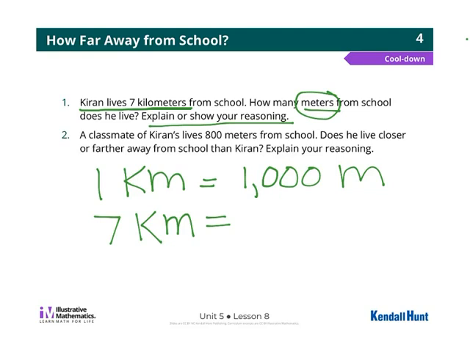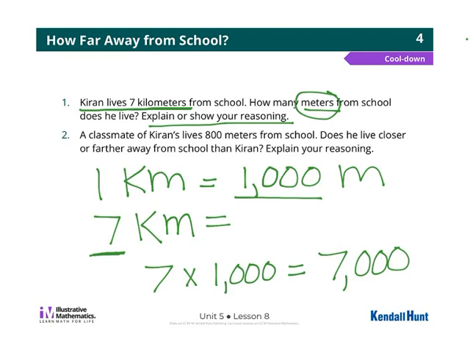So, each of these 7 kilometers is going to be worth 1,000. So, in this case, I would multiply 7 times 1,000 gives me 7,000 meters. So Kieran lives 7,000 meters from school.